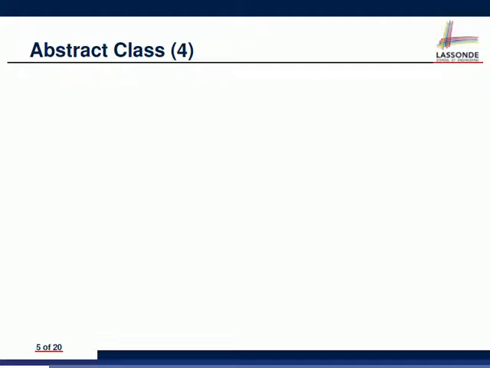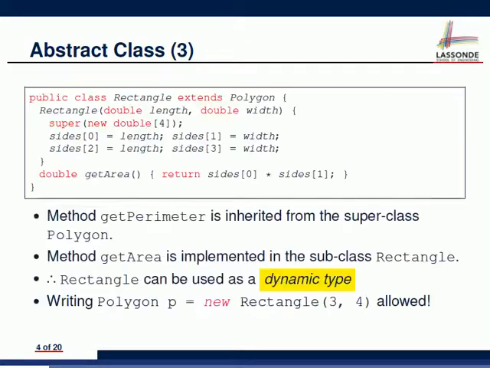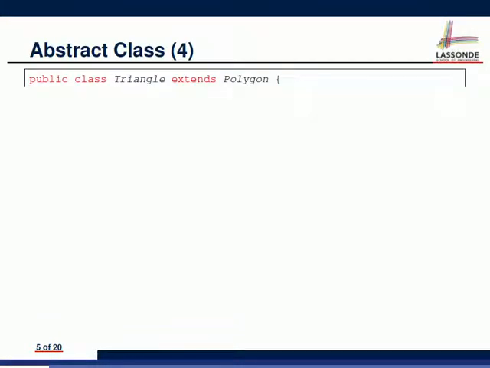Okay, that's about polygon. By the way, that's what you can do. So you can say polygon is a static type, and then rectangle can be the dynamic type, because every method in rectangle is defined. Okay, so we're fine.